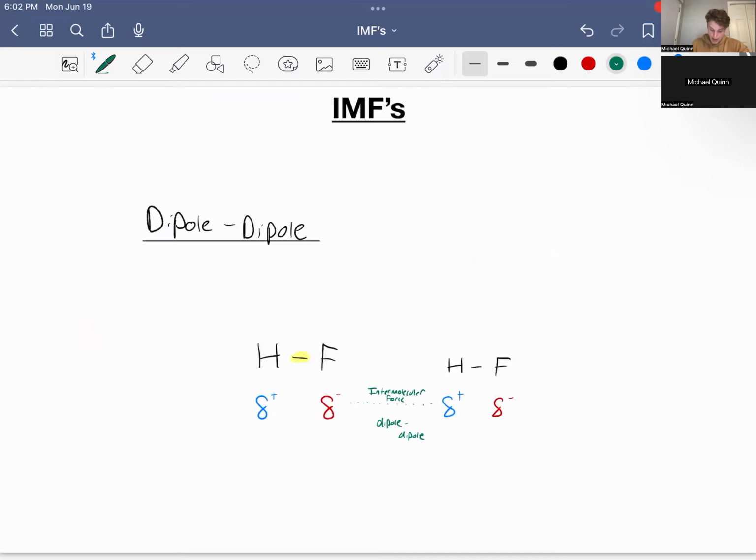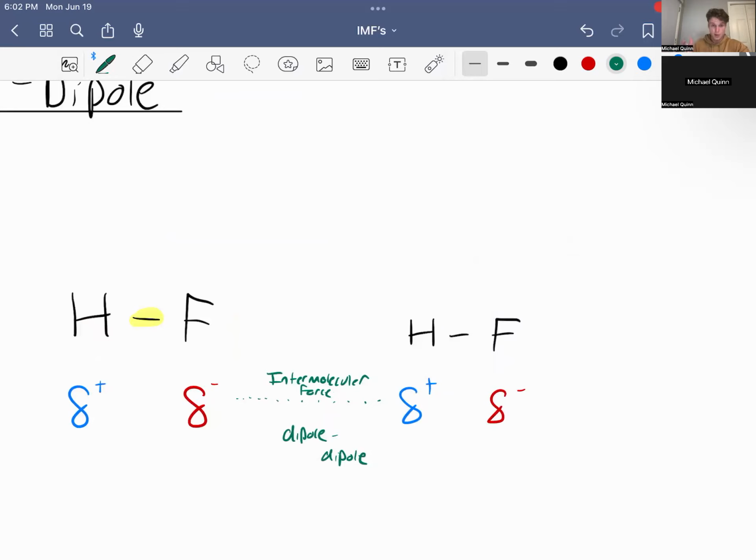Just to recap, a dipole is an uneven distribution of the electron cloud. The more electronegative atom is going to take more of that cloud, creating a partial negative and partial positive charge. When we have two molecules, both with this dipole, we can create a dipole-dipole interaction, which is an intermolecular force.